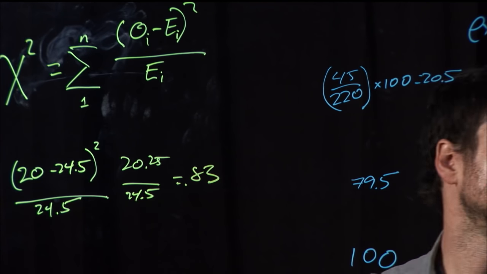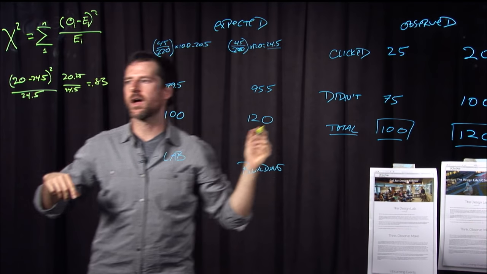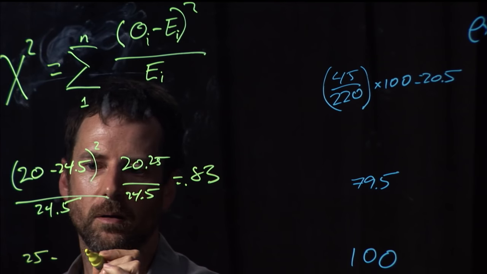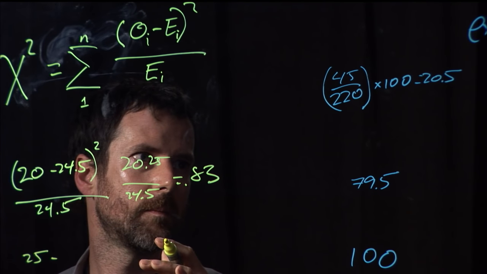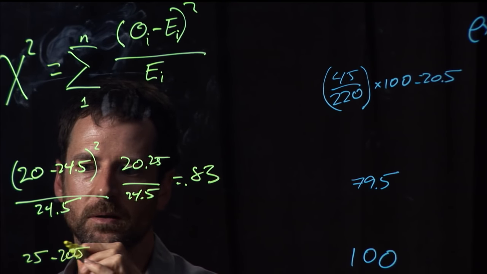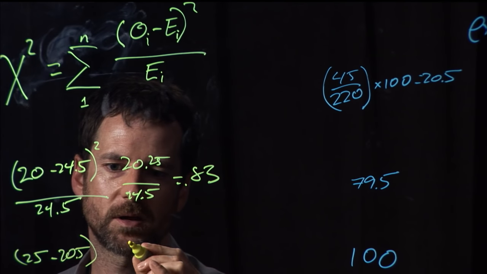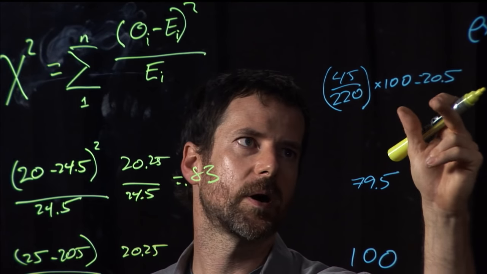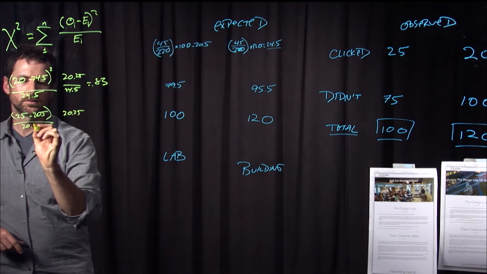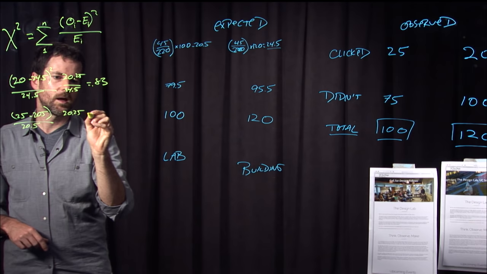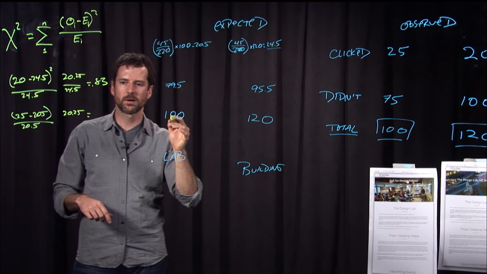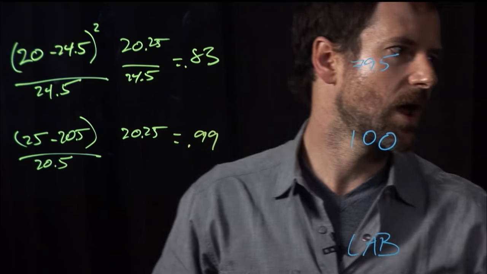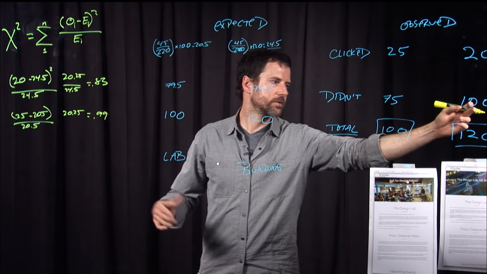So we'll do the 25 and a half, 25 observed, minus 20 and a half expected, also 4.5. And we square that again, which gives us another 20 and a quarter. And this time it's going to be divided by our expected here, 20 and a half. And what does that give us for this one? 0.99. All right.